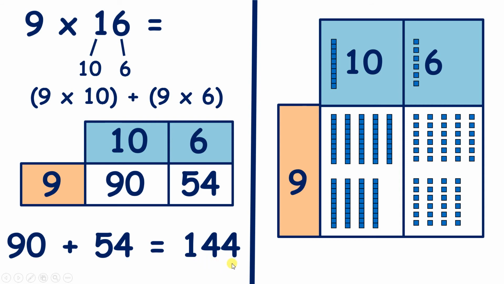144. Now you might not be able to add 90 and 54 mentally, and if you can't, it's a good idea to use a number line or use column addition to add the numbers in your answer boxes, because you don't want to get the wrong answer after all of this work. So now we've added 9 times 10 and 9 times 6, we know that 9 times 16 equals 144.